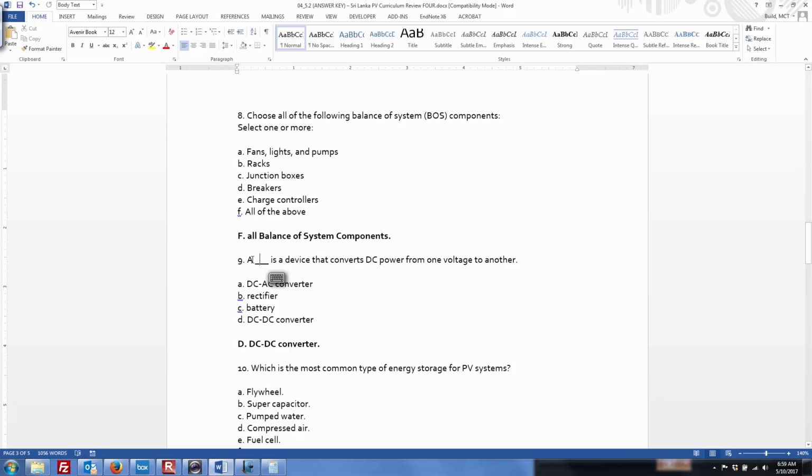All right, so this guy, a blank, is a device that converts DC power from one voltage to another voltage. So in this case, it didn't say anything about AC. So really all we're doing here, we're going from one DC voltage to another. And that could be going from 12 to 48, for example, 12 volts to 48 volts. Another way you could write that is 12 volts DC to 48 volts DC. So that's a DC-DC converter.